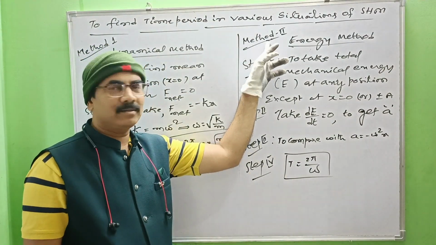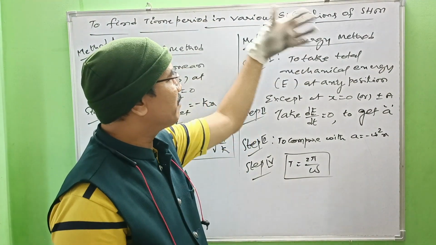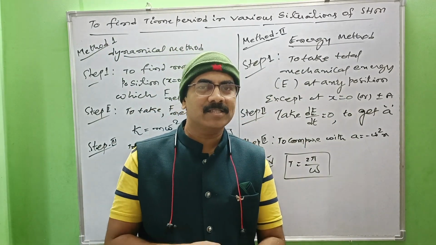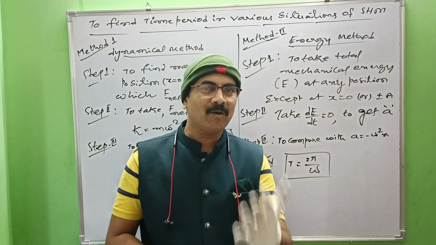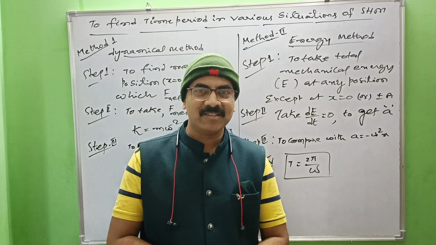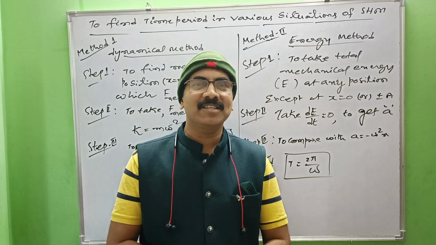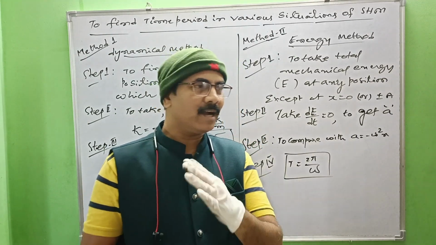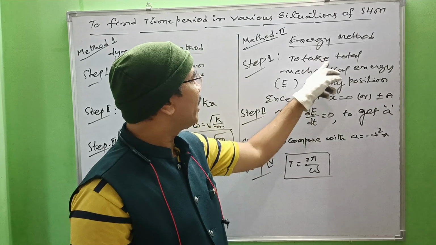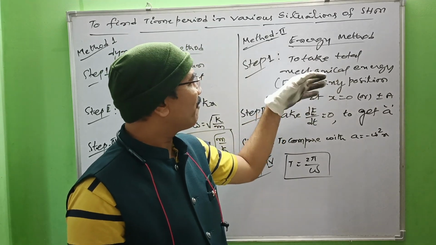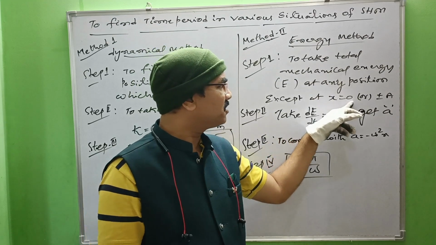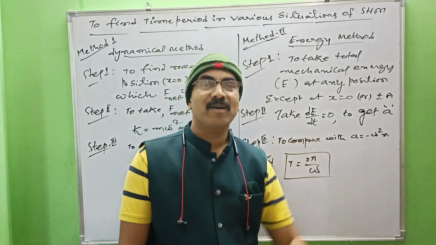See the other method, method 2, that's what? Energy method. We know that during the oscillation of the particle simple harmonically, even though potential as well as kinetic energy changes, its total mechanical energy remains constant through its path at any position or at any instant. So step 1, to take total mechanical energy E at any position except at x equal to 0 or x equal to plus or minus A.